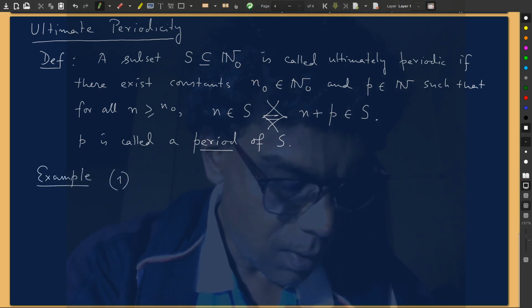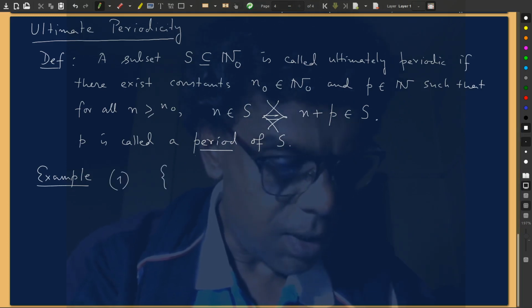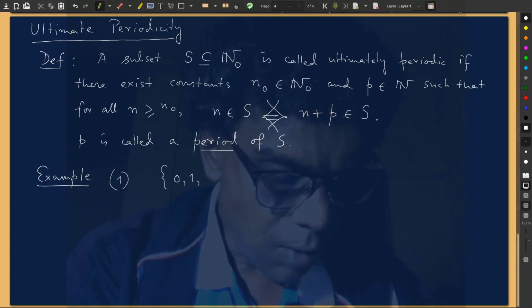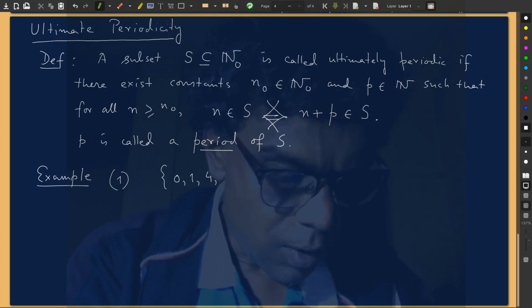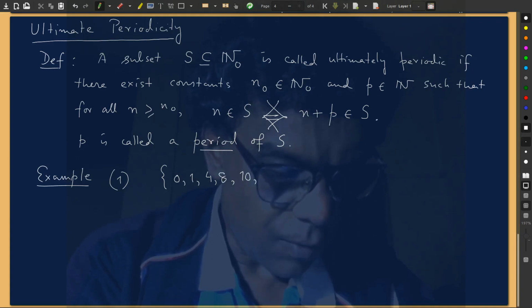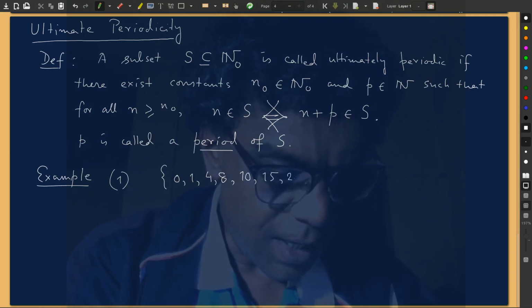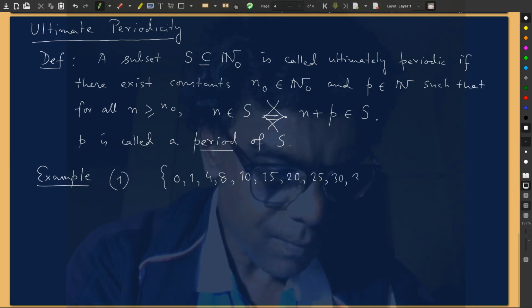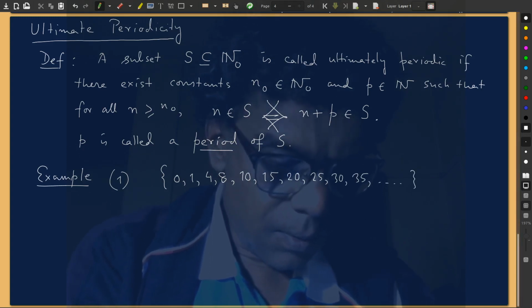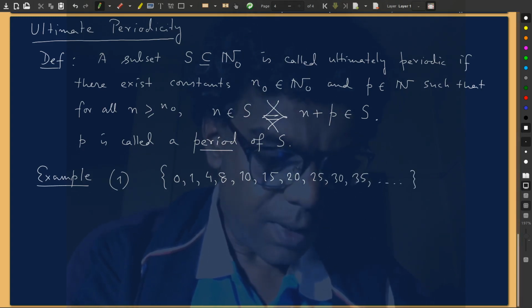Consider this. Maybe start with 0, 1, 4, 8, 10. Here you can see 0 to 1, 1 plus 3 is 4, 4 plus 4 is 8, 8 plus 2 is 10. But from this point onward, it will be something like 10, 15, 20, 25, 30, 35. Okay. So the implication is that all the multiples of 5 will appear after this: 40, 45, 50, 55.